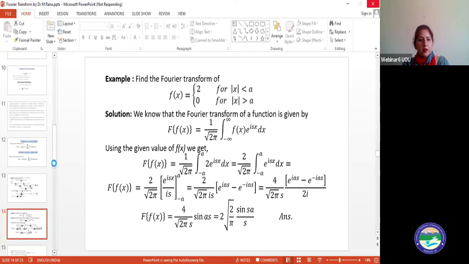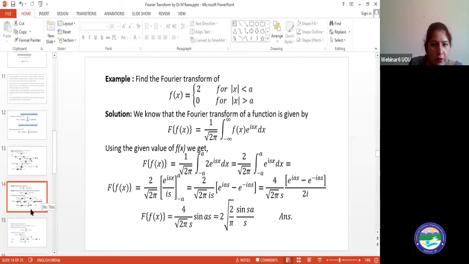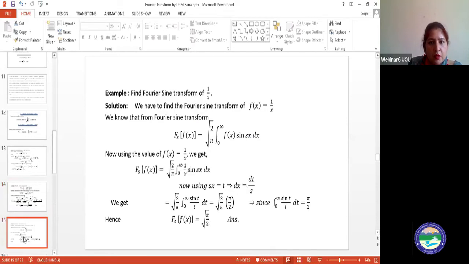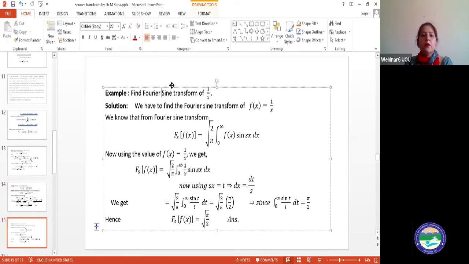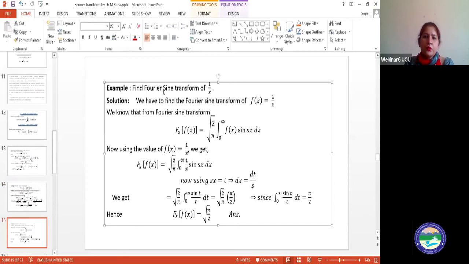Now we will do some questions regarding the sine and cosine transform, and you know the formula of sine and cosine terms. Now we have another question. You have to find out the Fourier sine transform of 1 by x.